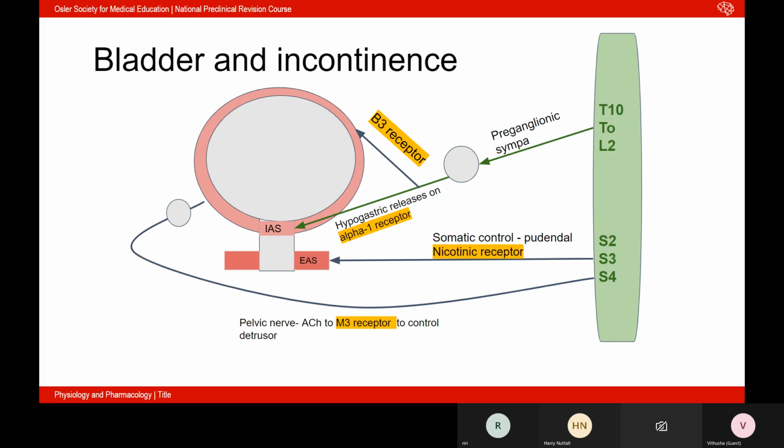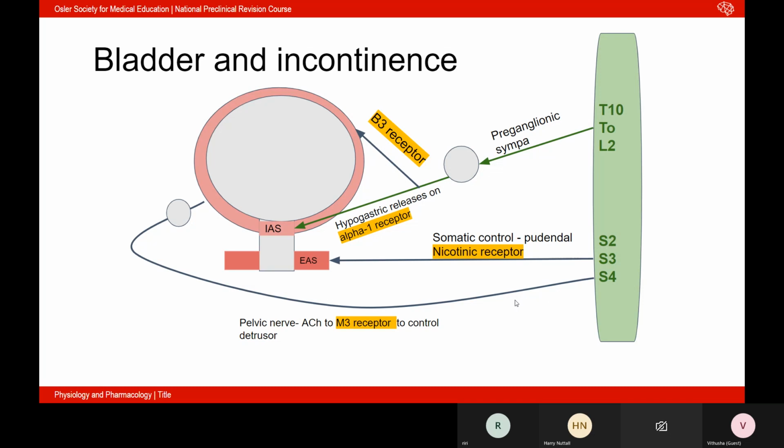These oppose each other, and there is additionally somatic control from the pudendal nerve, which acts on those quick nicotinic receptors for the external sphincter, which is controlled by the pelvic muscles. And the somatic control originates from the same spinal nerves as the parasympathetic nerve.